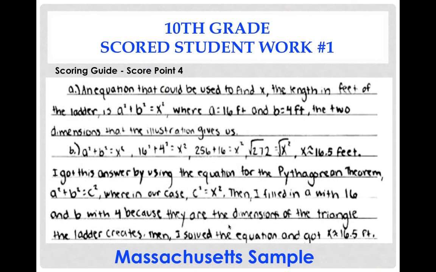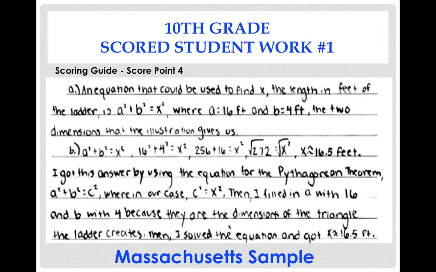All right, student number 1 scored 4 points out of 4, and this is a lengthy explanation for the student. But remember, part A asked the student to write an equation that could be used to find x, the length in feet of the ladder. And the student explained an equation that could be used to find x, the length in feet of the ladder, is a squared plus b squared equals x squared, where a equals 16 feet and b equals 4 feet, the two dimensions that the illustration gives us. So they chose to use the Pythagorean theorem.